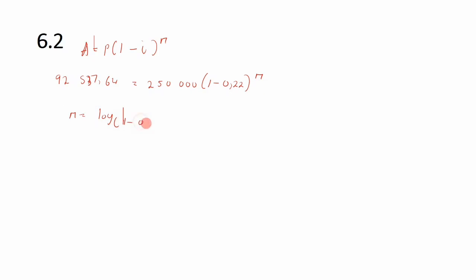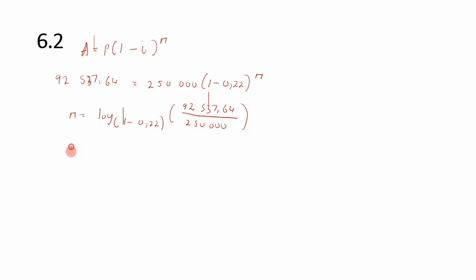So we need to calculate using the reducing balance method, which goes A equals P(1 - i)^n. So we are looking for this n here. So what do we have? We have A is 92,537.64, and then the principal amount, which is the value at which you bought the car those years back, 250,000, 1 minus 0.22, and then we are looking for n. So if we are looking for n, we have to make use of our log rule. So this is log, and then take all that as base 0.78, and then now we have 92,537.64 over 250,000, right?